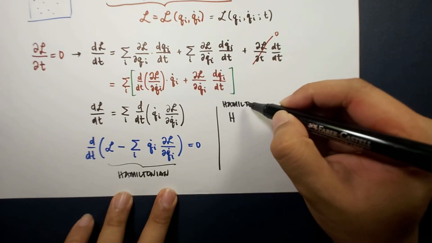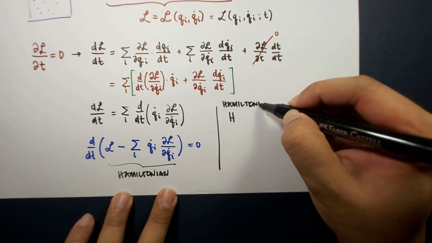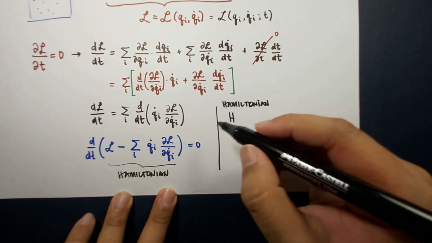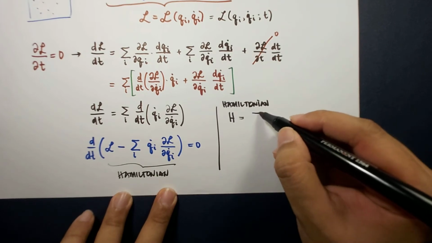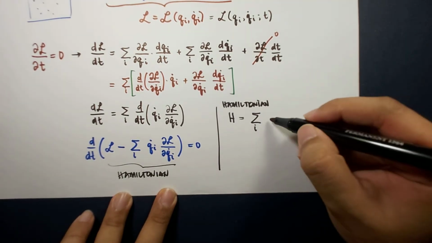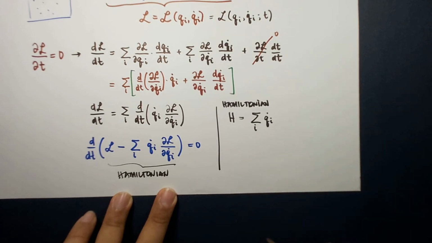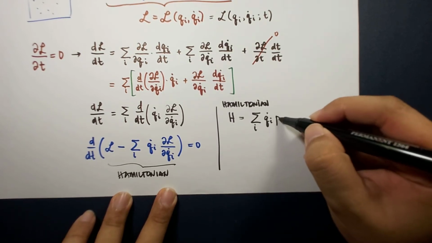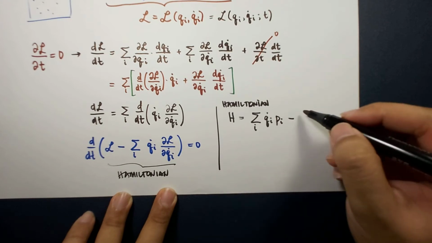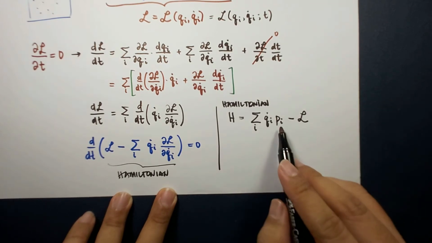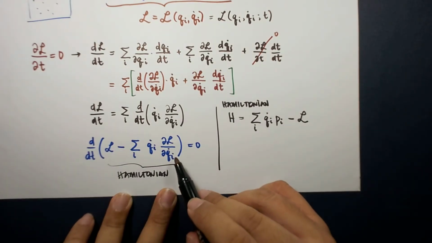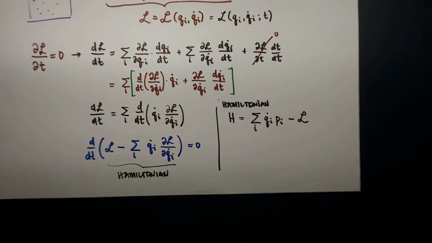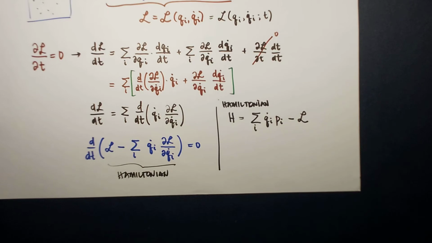The Hamiltonian of the system is equal to H, and this is equal to the sum for all i of qi dot times pi minus the Lagrangian, wherein your pi is equal to the partial derivative of L with respect to qi dot. Okay? So this is the Hamiltonian of a system.